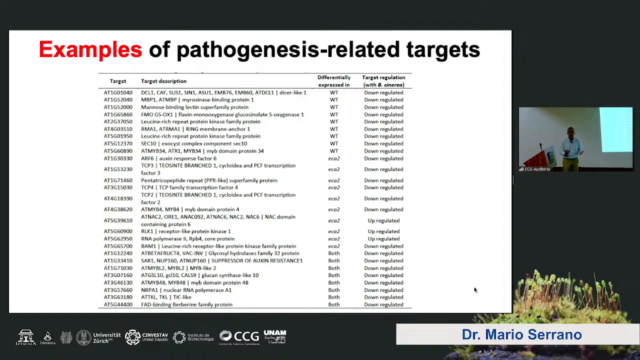Now the challenge is to decide which genes we select to characterize further. It's something for which we need students, if somebody is there, to really take care of this.